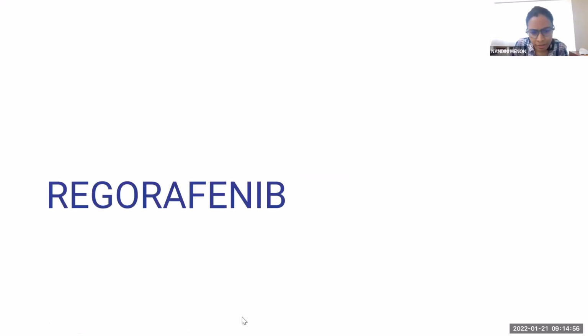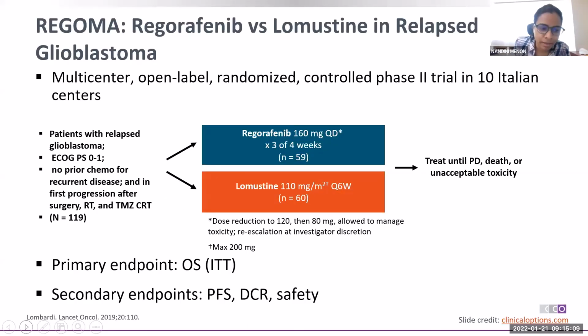Regorafenib is a VEGF targeted agent. So this is one of the drugs that has a small phase 2 study which shows some benefit. So that is the reason I've included it. The concept again would be targeting the VEGF pathway, though it's a multi-kinase inhibitor. And they compared it against CCNU, which is often used as the control arm in most studies, where regorafenib was given 160 milligrams 3 out of 4 weeks, and CCNU was given on day 1 every 6 weeks. And the primary endpoint was overall survival. And these were again patients with first progression, not subsequent progressions.